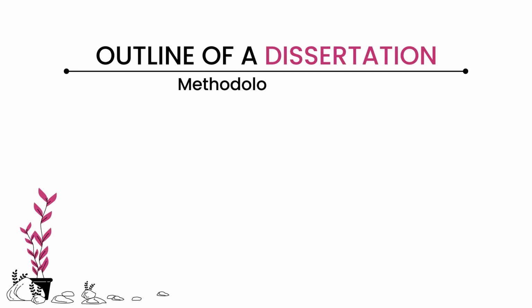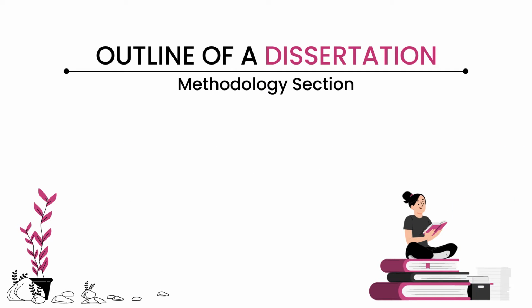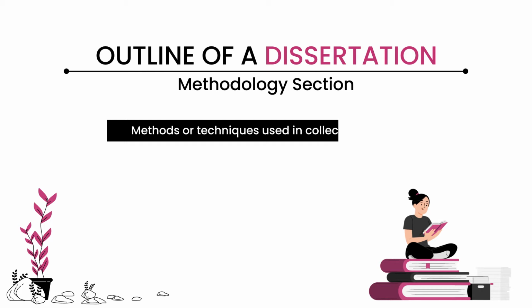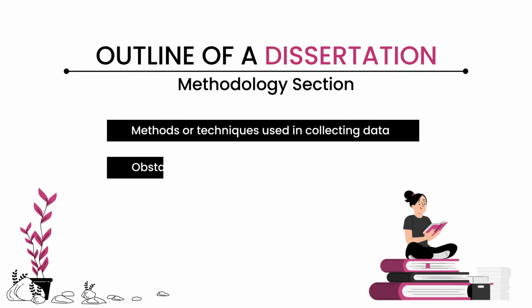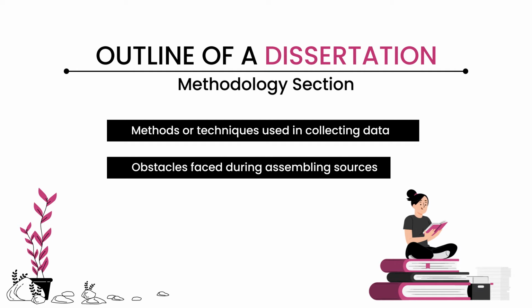The methodology section contains the research methods used. It talks about all the techniques and approaches used in the research process. Also, you can state the obstacles faced while collecting the relevant data. While preparing an outline, list the procedure in 1 to 2 lines.